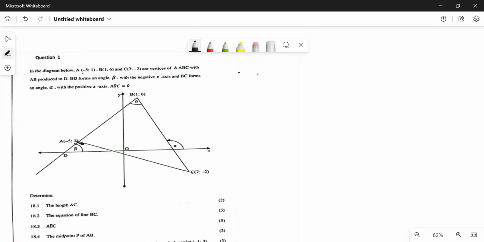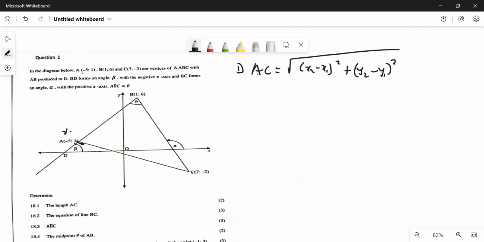So we have number 1. AC is going to be given by the root of (x2 minus x1) all squared plus (y2 minus y1) all squared. Now we need to check which 2 points we are going to use here. We're going to use A and C. Now we'll check which one is A and C again.